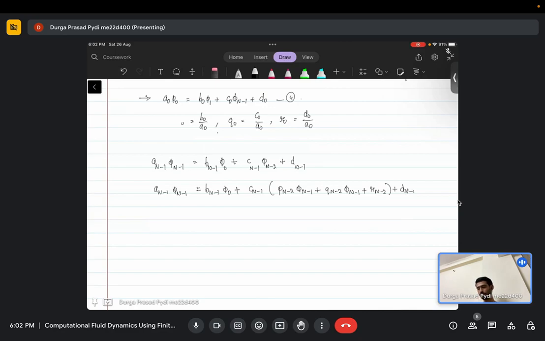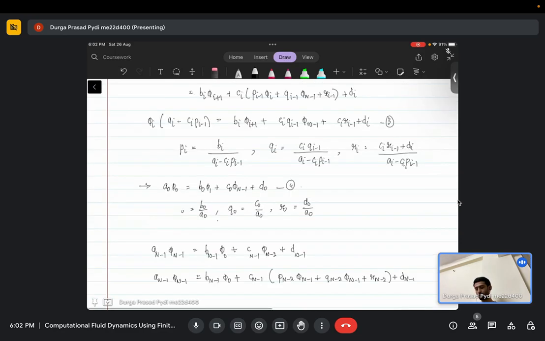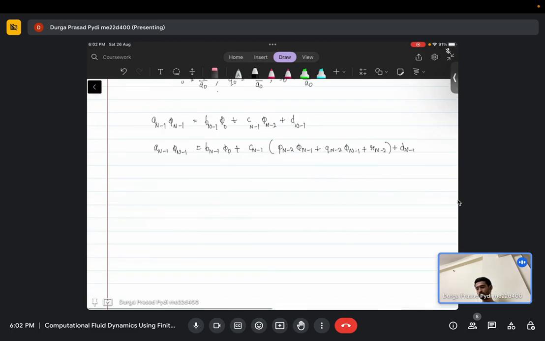By the time I come to the final state, I already know how p i is related to p i minus 1, how q i is related to q i minus 1, and how r i is related. When I keep a for loop over there, initially for i equal to 0 I know the value, so I keep on iterating till I reach the i minus 1 cell. By the time I reach this cell I would know all these values, p n minus 2, q n minus 2, r n minus 2, and I already know the coefficients. So if I substitute in this equation, I will get an expression for phi n minus 1 as a function of phi 0.